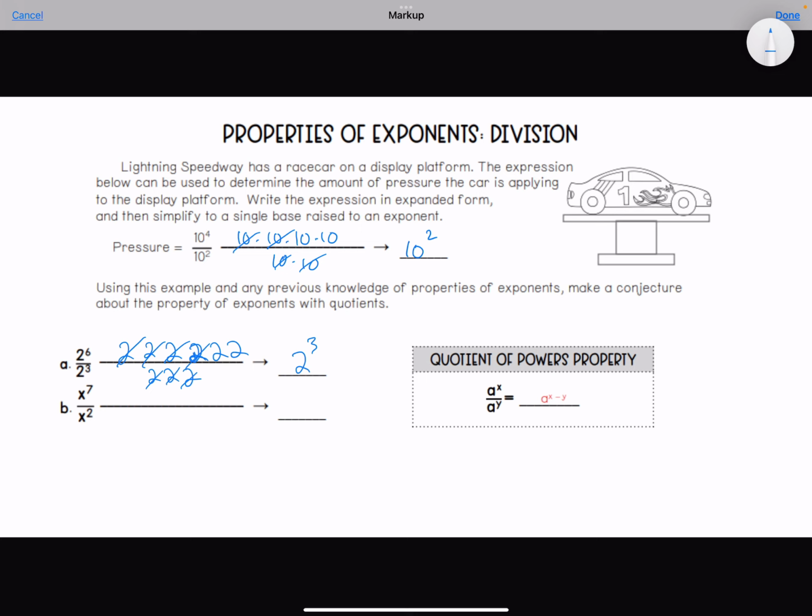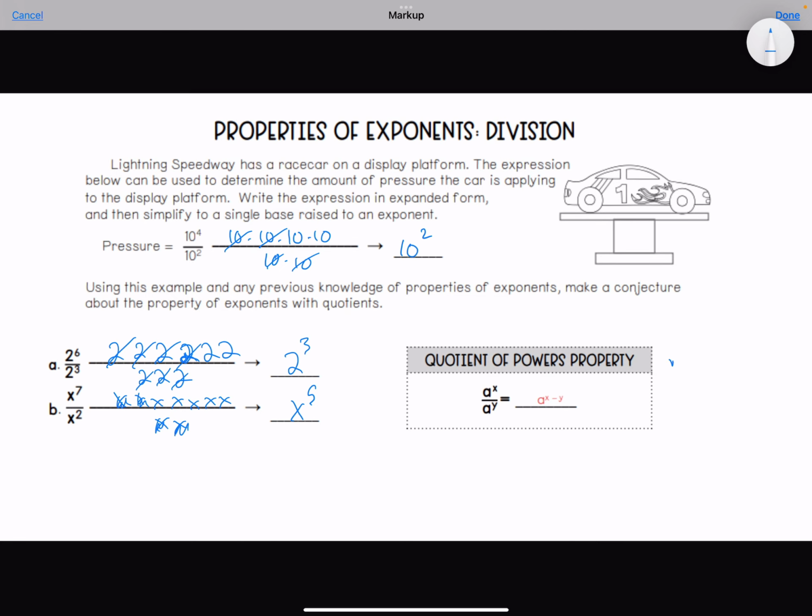The same thing when we're talking about variables. I have 7 x's, so 1, 2, 3, 4, 5, 6, 7. I have 2 x's on the bottom. I'm going to cancel out, so I'm left with x to the fifth. So by now you should understand what the quotient rule is, okay? Again, this only works with common bases. If the bases are the same, you're going to just subtract the exponents.